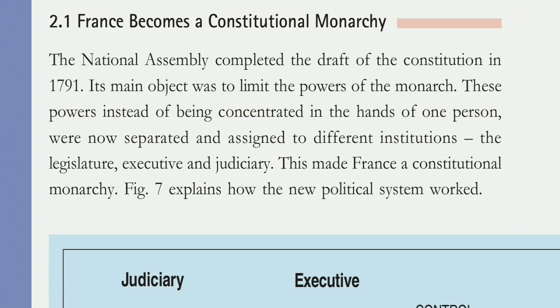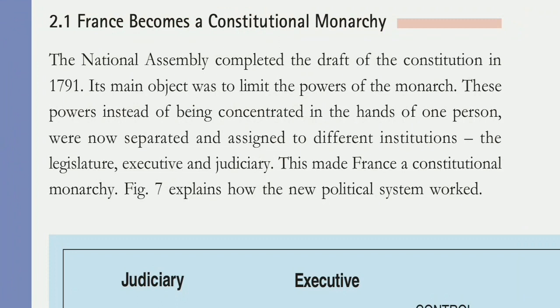Now it was drafted in 1791. The main objective of this was to limit the powers of the monarchy. It means they limited the powers of the king. Instead of the power being concentrated in one hand, it was spread and assigned to different institutions. Here, institutions, as we are very well aware, are the legislature, executive, and judiciary, as our country is also following the same.